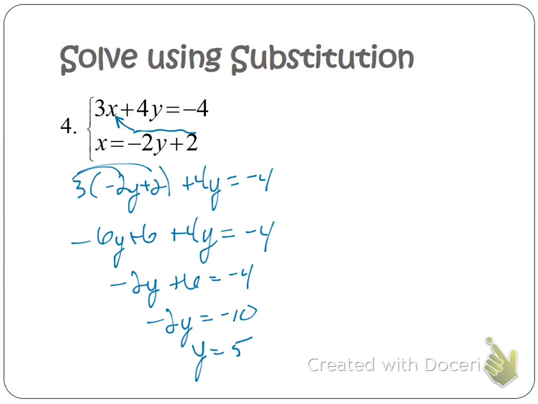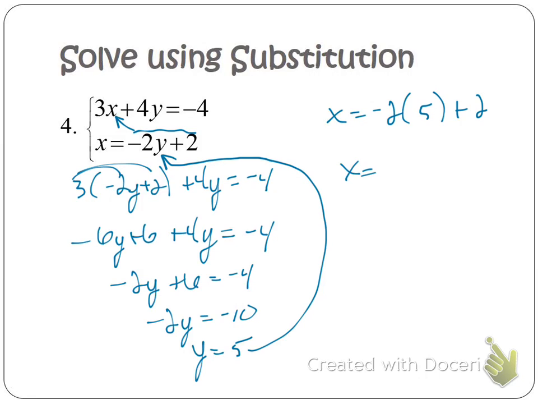We're going to have to substitute again. And if it were me, I would substitute in for that y right there. It doesn't matter which equation you substitute in for, you can substitute in for either one. And so we end up getting negative 10 plus 2, or x is negative 8. So it looks like our solution is negative 8 comma 5.